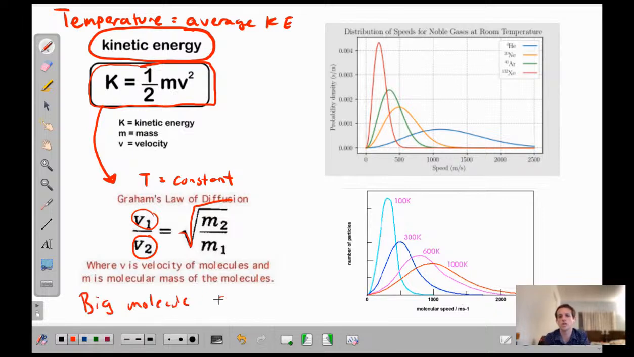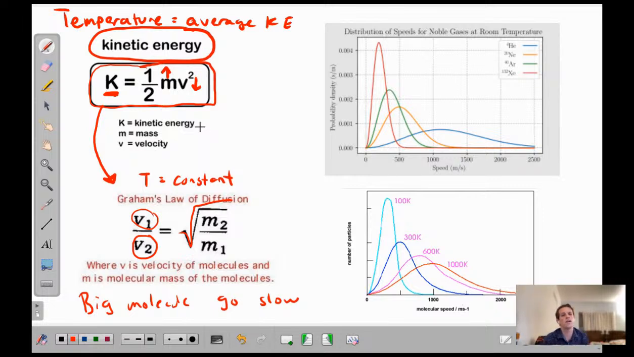What this essentially can be broken down to is big molecules go slow. And I don't mean to sound mean, but think about it in PE. Usually the bigger guys run a little bit slower and the smaller guys go a little bit faster. They have less mass, so they're going to have more velocity. And if you think about it, this equation makes sense. If you're going to keep this constant and you increase the mass, you're going to have to slow down the velocity. And if you increase the velocity, you're going to have to decrease the mass.